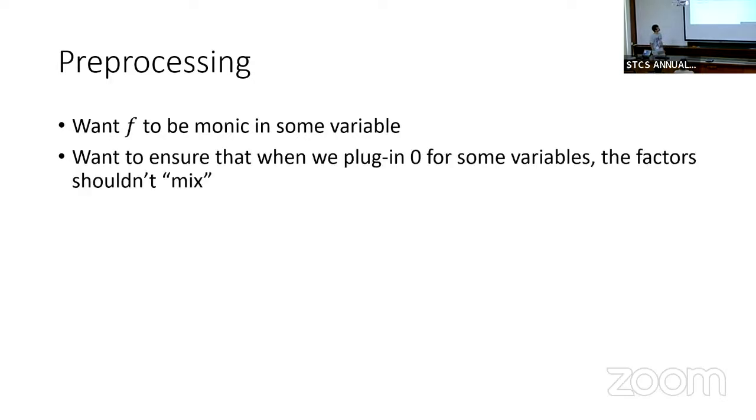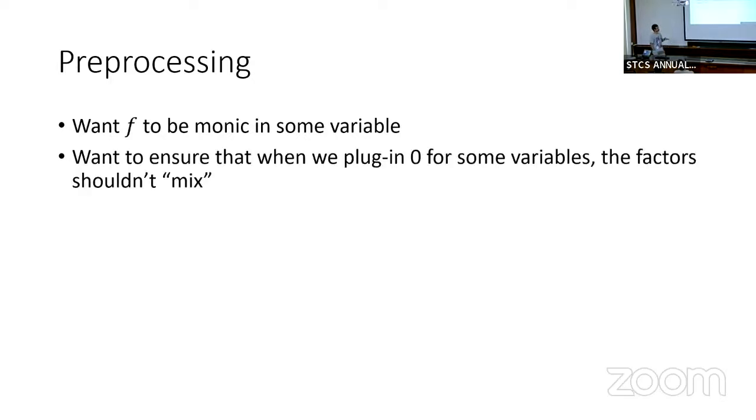So let's look at the pre-processing step. One thing we want to ensure is that f should be monic in some variable. For example, the polynomial example we saw had just a y to the d, I think y square or y cube or something like that. So it's not 3x square y cube or something, because if you plugged in x to be 0, then that term disappears and you start to lose information. So we don't want to do that. So we want f to be monic in some variable.